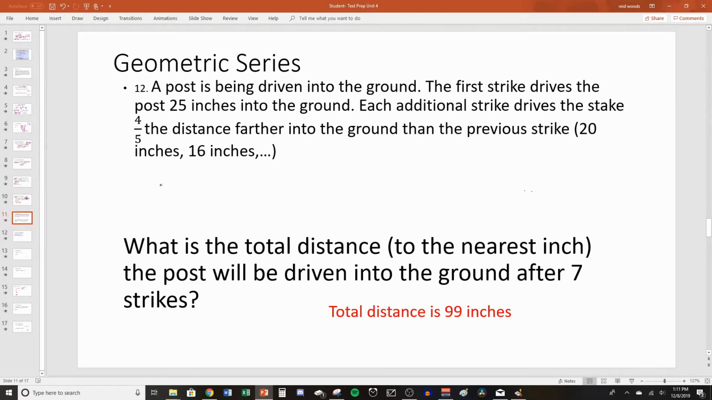Let's look at number 12. So this is the geometric series question. This is what you're going to be looking at. It says a post is driven into the ground. The first strike drives the post 25 inches into the ground. So we start with 25. An additional strike drives the stake 4/5 the distance farther into the ground than the previous strike. So then the next one's 20, then it's 16. And it wants to know what's the total distance to the nearest inch the post will be driven into the ground after 7 strikes. So we have 3 strikes, so we need to get our calculator back going.